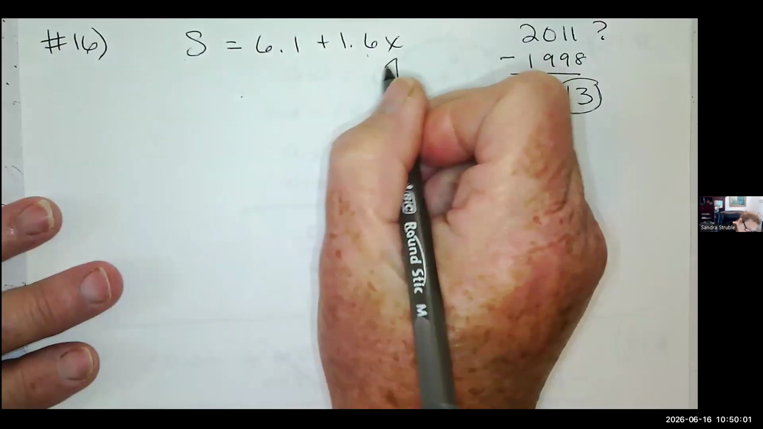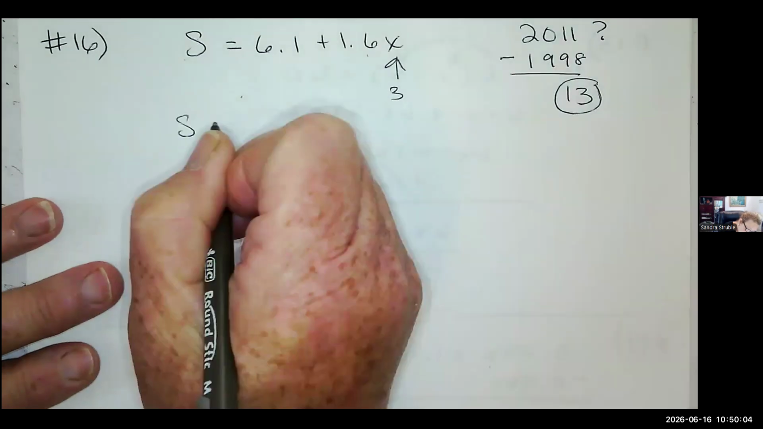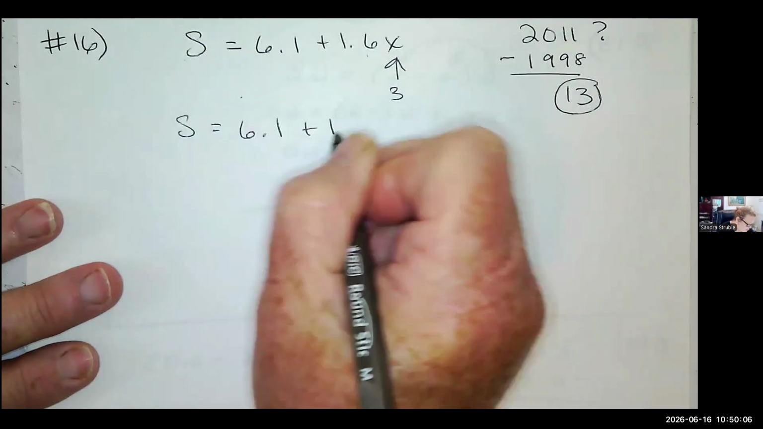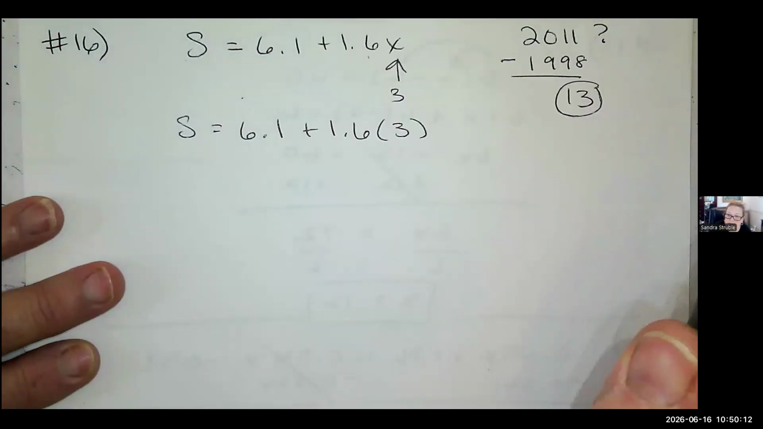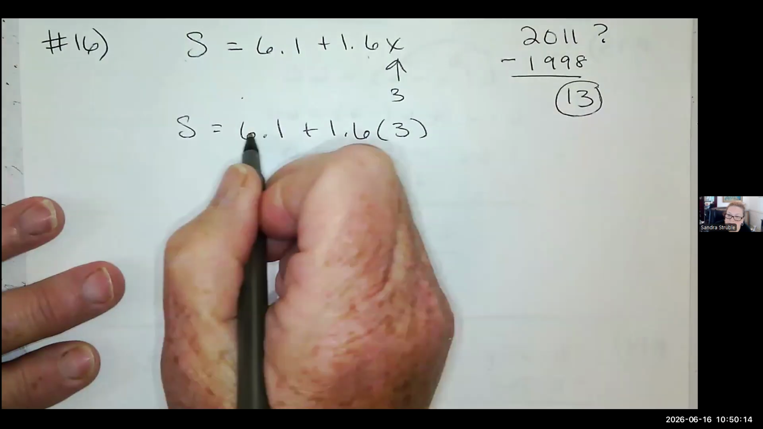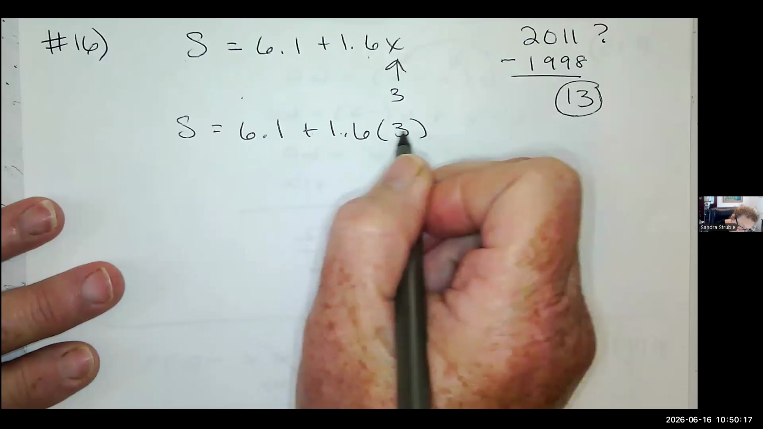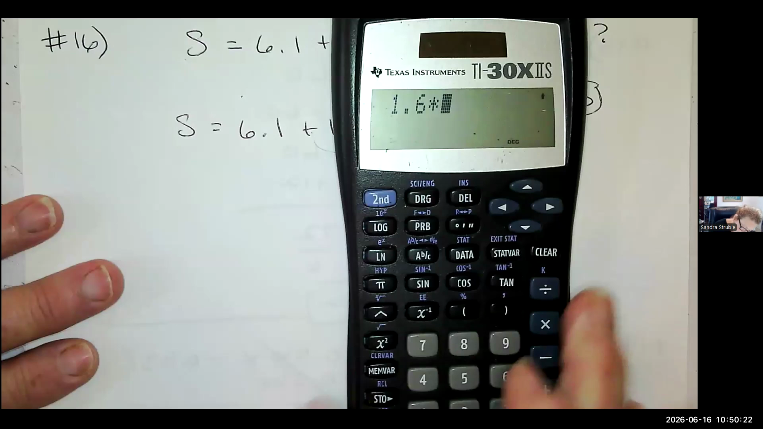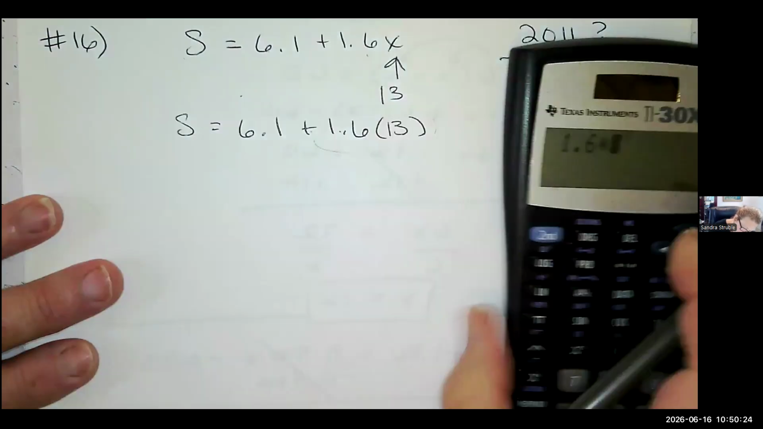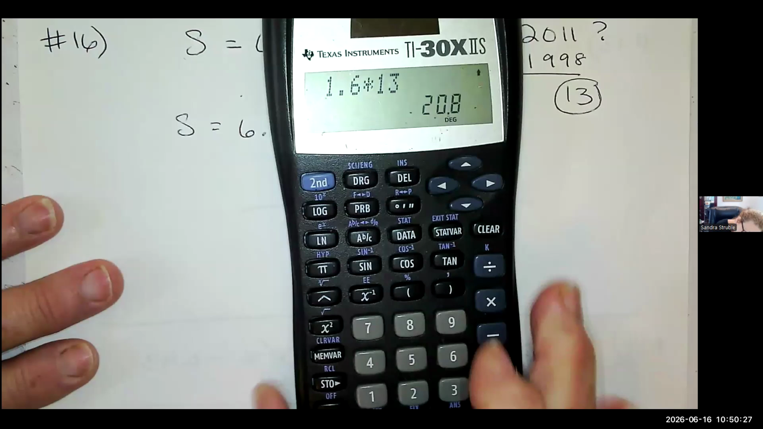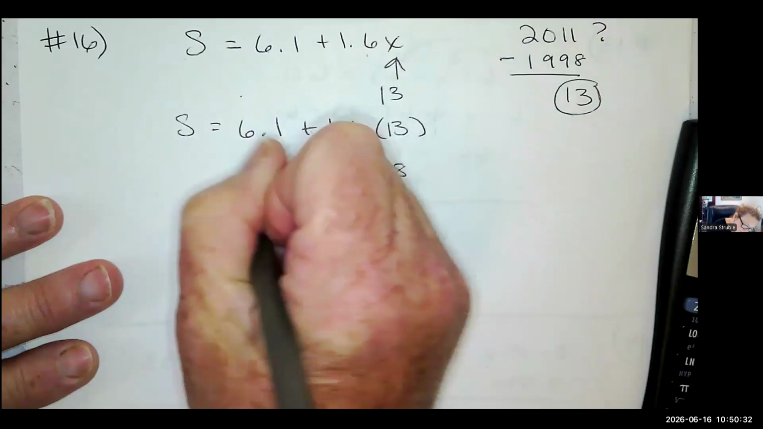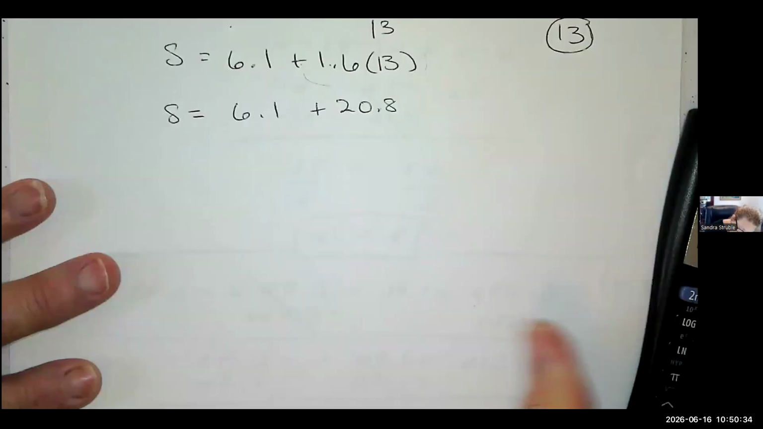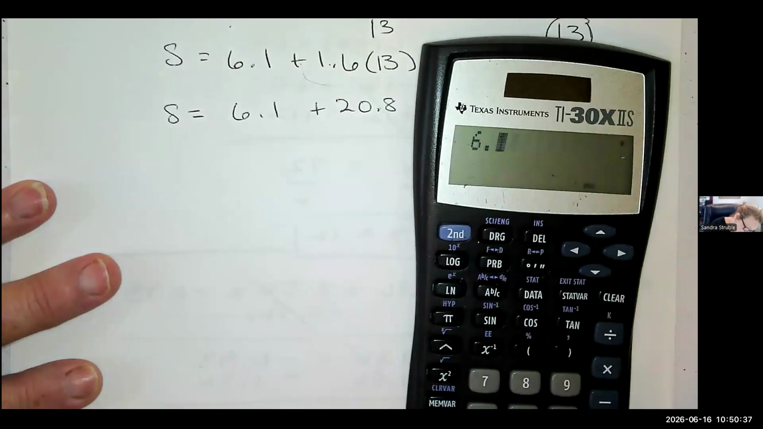Because S is my sales. That's what I want to know. And they also told us that X is the years after 1998. All right. So now I just need to go 6.1 plus 1.6 times 3. You've got to start off with your 1.6 times 3. I'm sorry, 13, not 3. And that's 20.8. Don't round. You never round until the final number, and that's only if you're being told to. And then 6.1 plus 20.8 is 26.9.